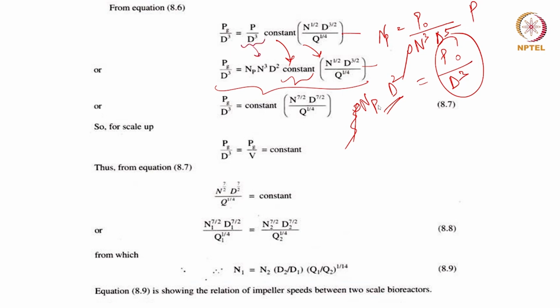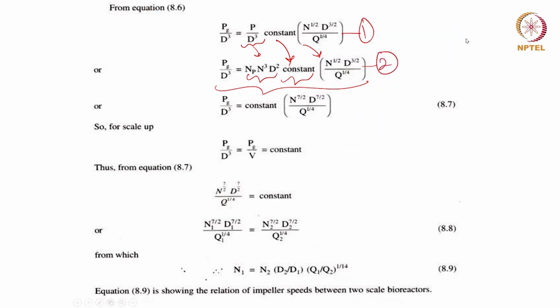So this will become NP times N cube. So this is what it is. The power number goes up here, so this is multiplied by the power number N cube D square, and we are keeping P naught by D cube on the RHS. Then your equation 1 can be rewritten in the form of equation 2 from the power number correlation.